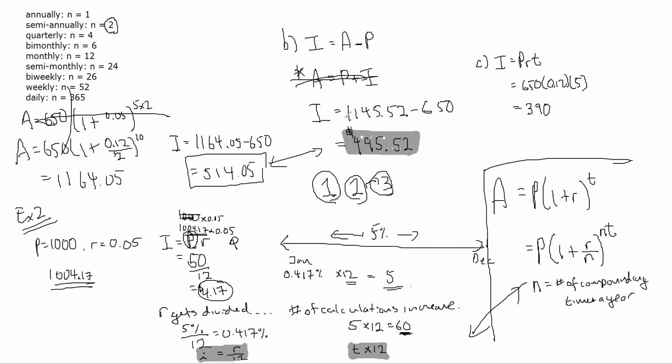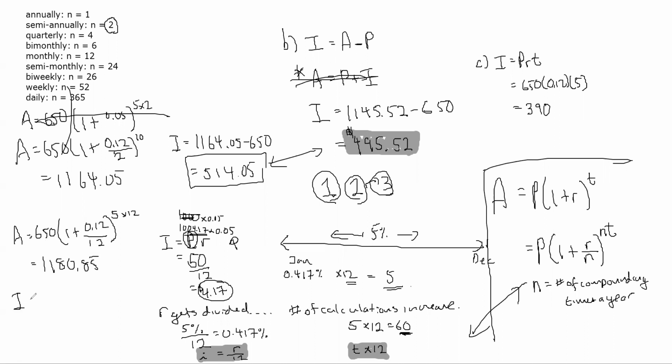Let us take a look at what that would be like if it was monthly. A is equal to 650 times 1 plus, it's 12% a year, but I'm going to cut that into 12 pieces. I am calculating 5 years, but 12 times a year. So this is going to be 650 times 1.01 to the power of 60. That comes to 1180.85. The amount of interest, if I subtract 650 from it, is 530.85. So what do you notice about the value as I compound more often?